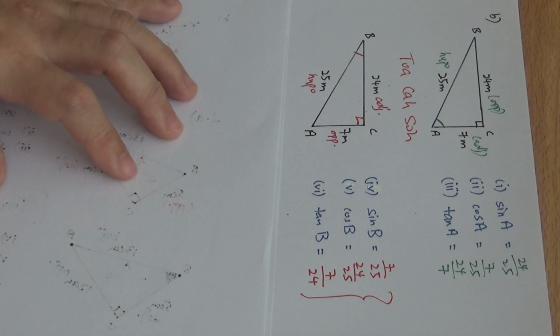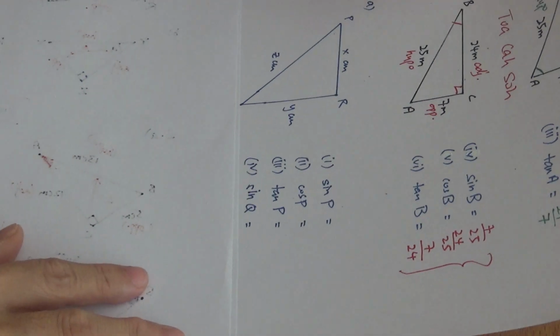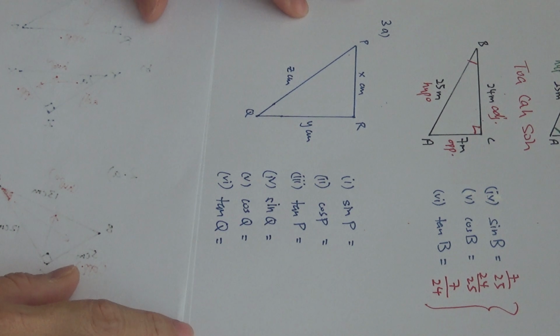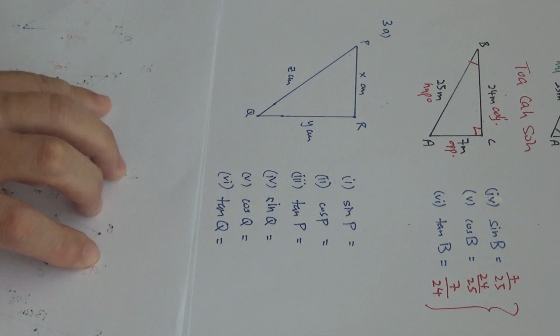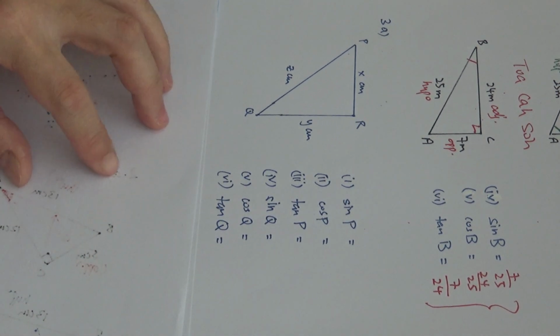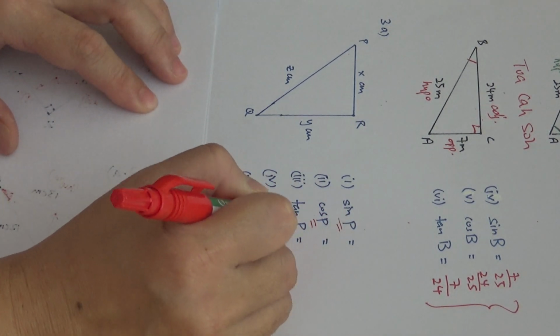Question number 3. Okay, let's look at 3A first. Alright, the question says, for each of the following right angled triangles, write down an expression for all these in terms of x, y, and z. Now they no longer give you numbers, they give you letters instead. Okay, now can we look at angle P first?